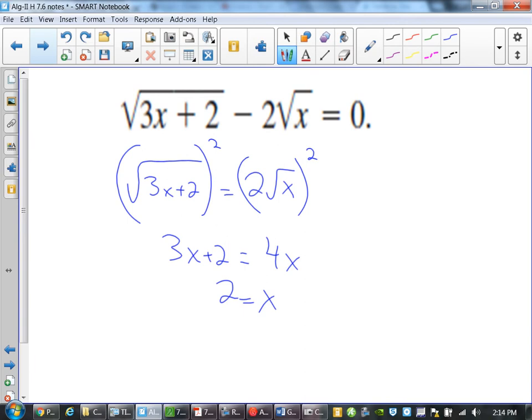Now check it. Will that work? Well, what's 3 times 2? 6. What's 6 plus 2? 8. What's the square root of 8? 2 root 2. What's 2 root 2 minus 2 root 2? 0.